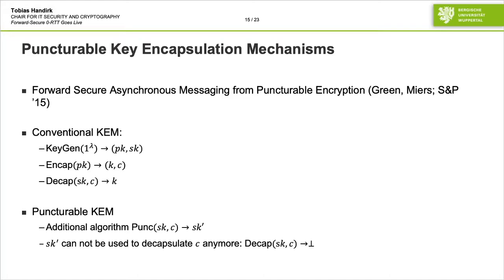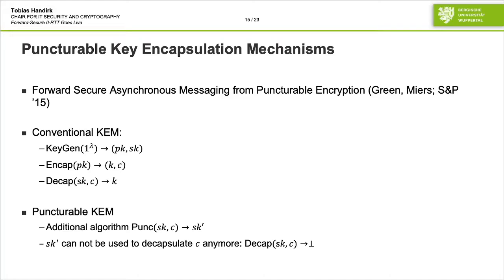As the name suggests, PKEMs are a special form of conventional KEMs. In a conventional KEM, we have the algorithms keygen, NCAP, and DCAP, where keygen outputs a key pair consisting of a public and a secret key. NCAP takes a public key and outputs a symmetric key and a ciphertext, and DCAP takes a secret key and a ciphertext and outputs a symmetric key.